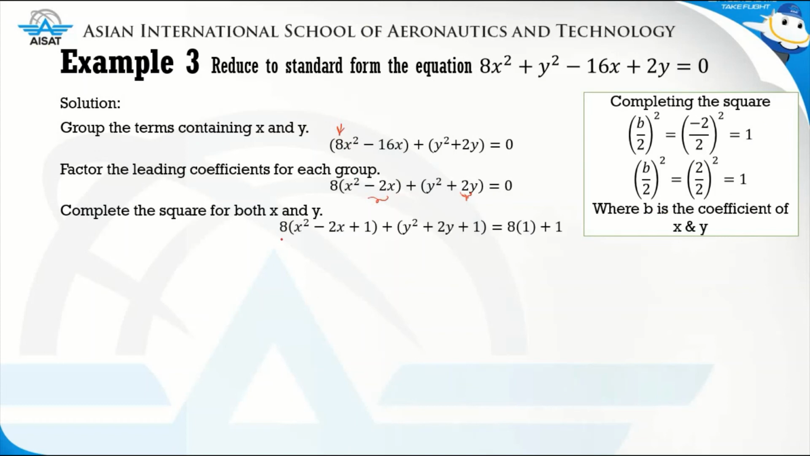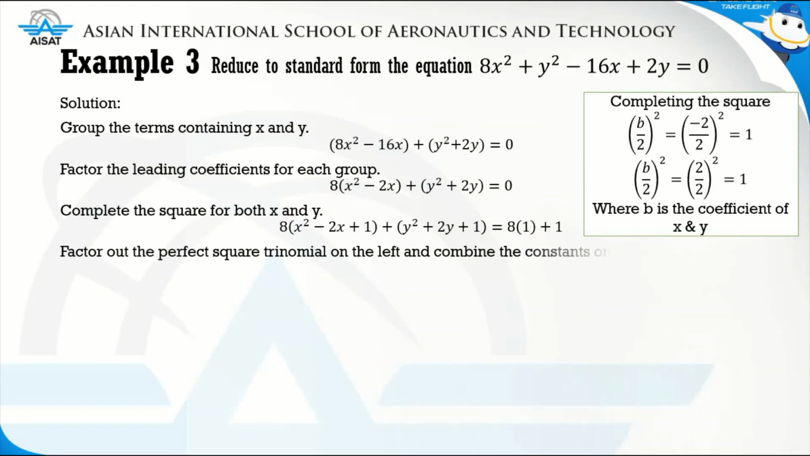So we will have 8 times the quantity of x squared minus 2x plus 1 plus y squared plus 2y plus 1 is equal to 8 times 1. So we have to multiply 1 by 8 because on the left hand side, we have here a factor which is 8 and that will be multiplied to 1. So to maintain the equality, we have to multiply 1 by 8 on the right hand side, plus 1. Since there is no number factored in this group, there is no need to multiply 1.